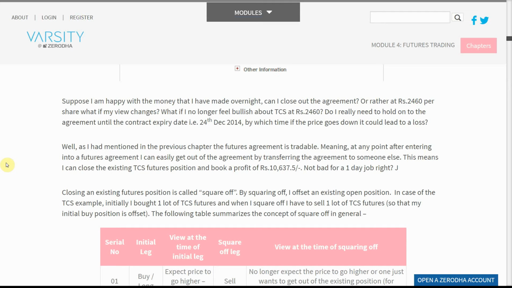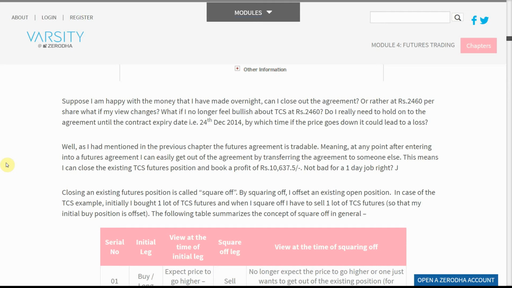Closing an existing futures position is called square off. By squaring off, I offset an existing open position. In case of the TCS example, initially I bought one lot of TCS futures, and when I square off, I have to sell one lot of TCS futures, so that my initial buy position is offset.